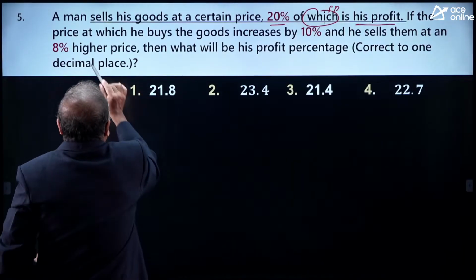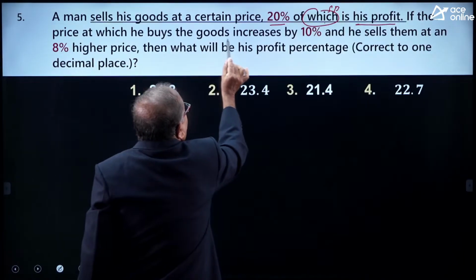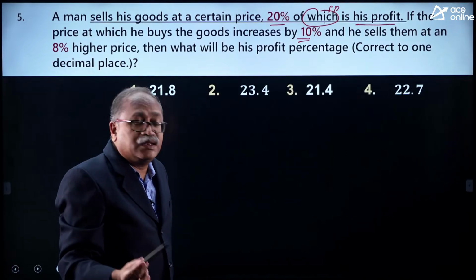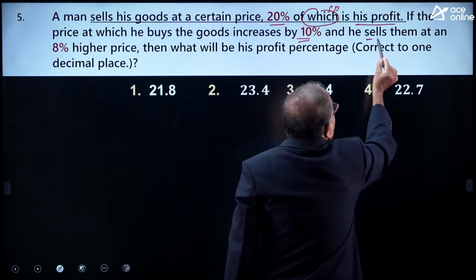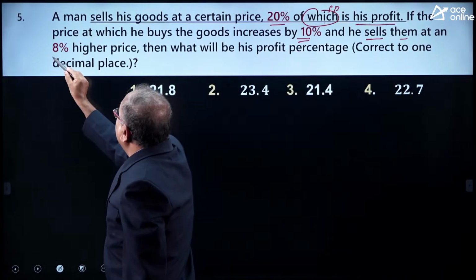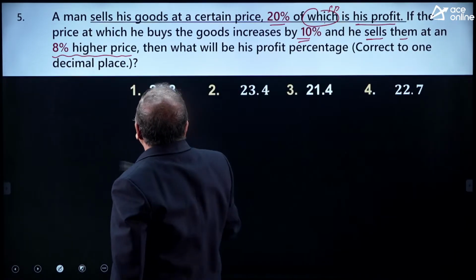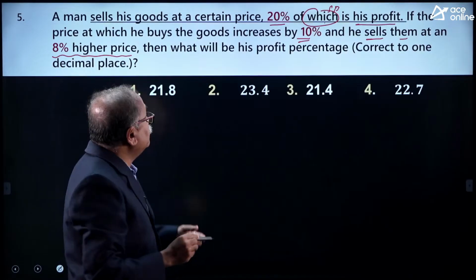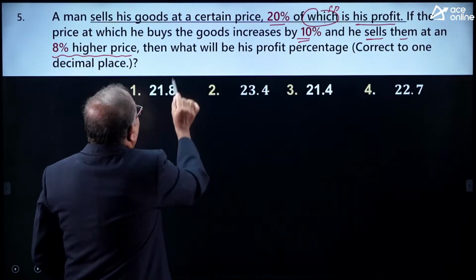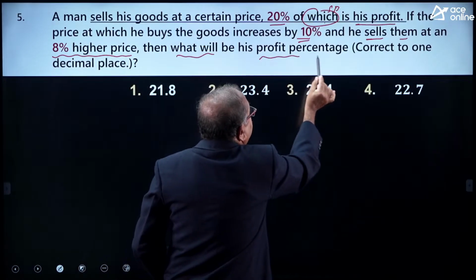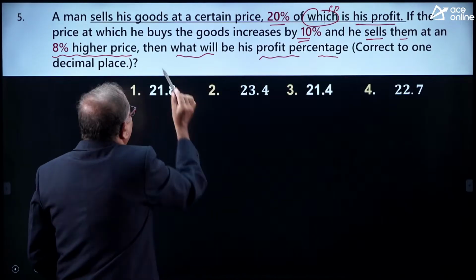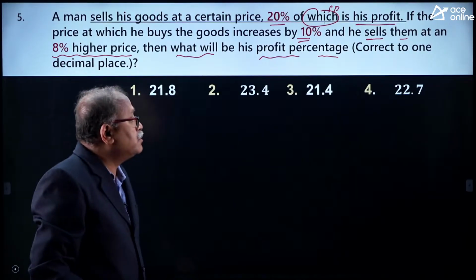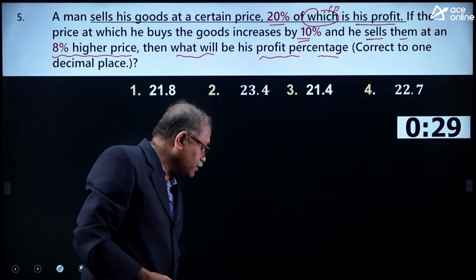Now, if the price at which he buys the goods increases by 10%, cost price increases by 10%, and he sells them at an 8% higher price. Whatever the previous price was, now he sells at 8% more than that. Then what will be the profit percentage? Correct to one decimal place. How should we answer it? Think about it. After 30 seconds I will start guiding you.